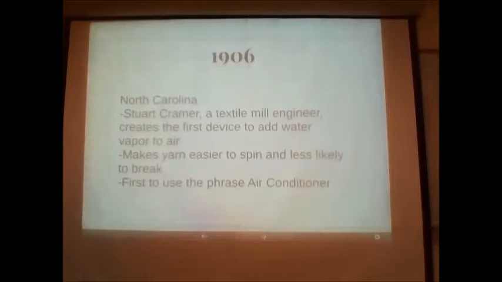In 1906 in North Carolina, Stuart Kramer, a textile mill engineer, creates the first device to add water vapor to air. It made yarn easier to spin and less likely to break. And he was the first person to use the phrase air conditioner.